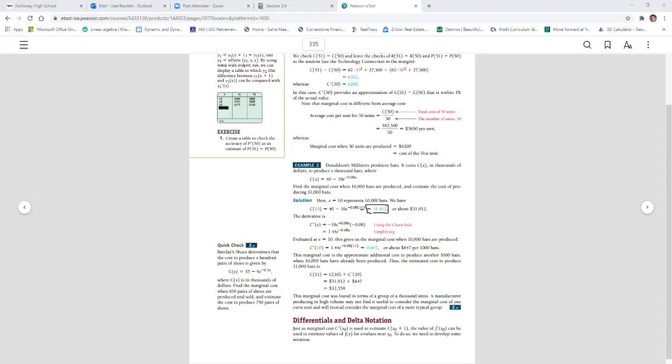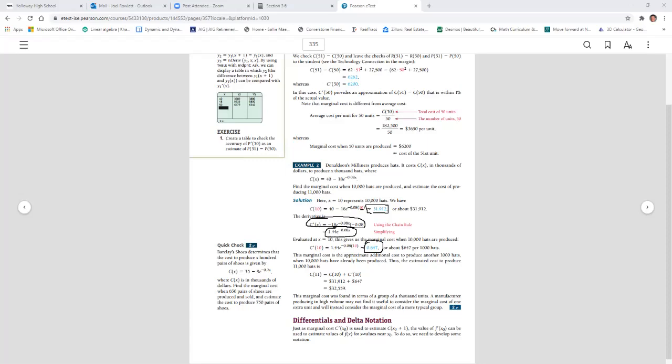The derivative of C of x using the chain rule would give us this. If we simplify, we see a much easier version of C prime of x. And then we plug in 10 again, and we can see that the marginal cost when 10,000 hats are produced is about $647. Now, how do we get 647? Because this is 0.647 thousands, so multiply by 1,000 there.